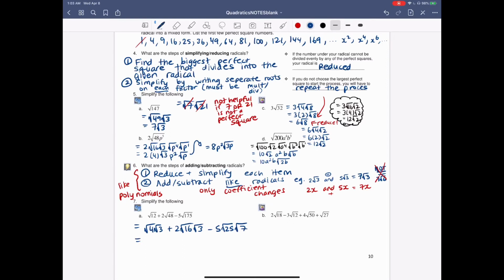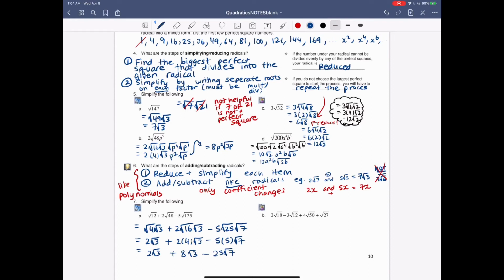All right, simplify each term. Square root of 4 is 2, square root 3 plus square root of 16, which is 4, so 2 times 4, square root 3, minus 5, square root of 25 is 5, square root 7. Simplify. So we have 2 square root 3 plus 2 times 4 is 8, square root 3 minus 5 times 5 is 25, square root 7.